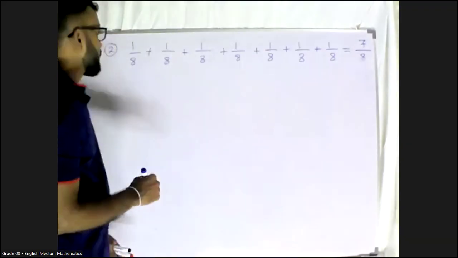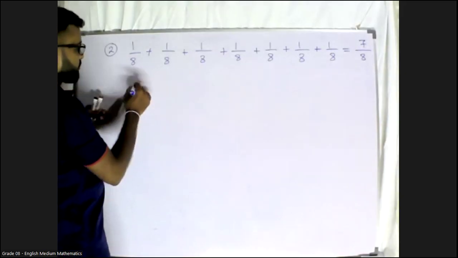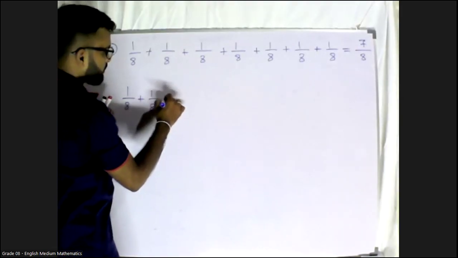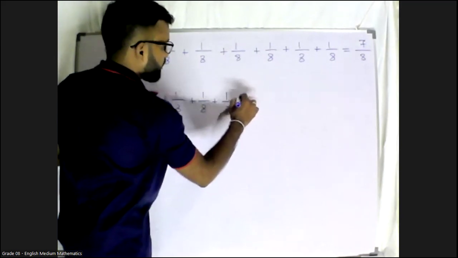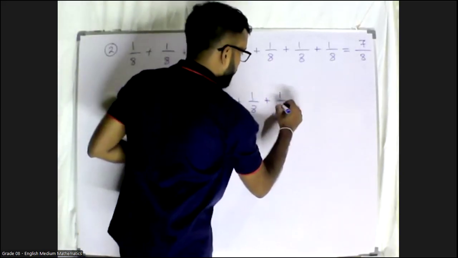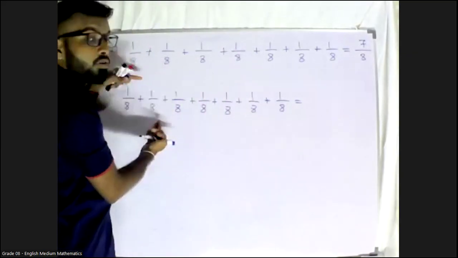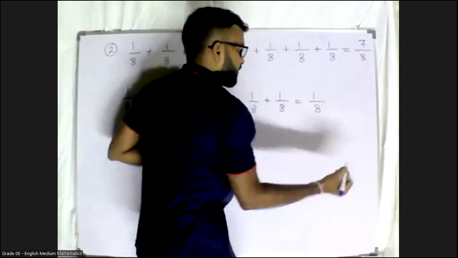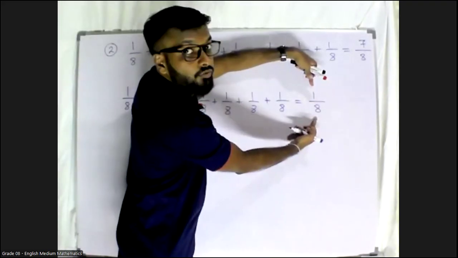So let's see. This can be written as, right? So I will write this again: 1/8 plus 1/8 plus 1/8 plus 1/8 plus 1/8 plus 1/8 plus 1/8, and now try to catch the pattern. So here you have the fraction. What is the fraction? 1/8. I have written it down. Your fraction is 1/8.